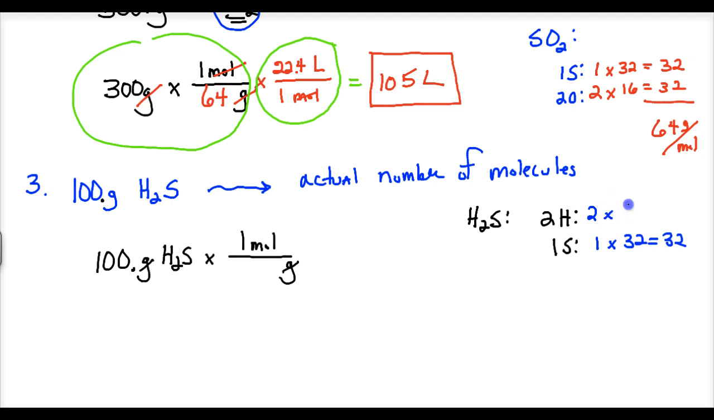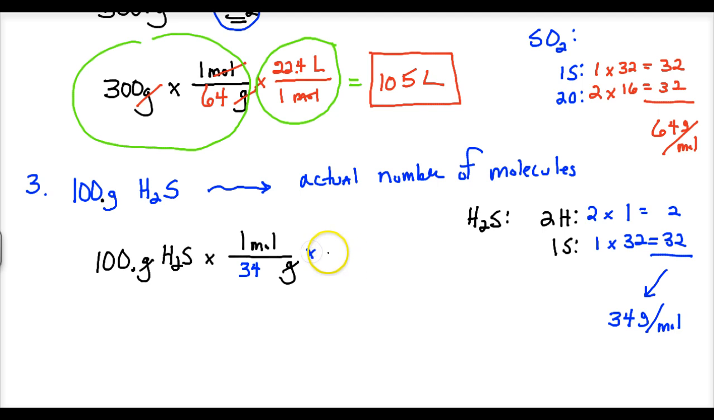Each H we just did is 1. We're rounding that number. It's 2. Add them together, and our formula mass is going to be 34 grams per mole. And that is what goes here. That's our converting factor. It's always going to be different because different molecules have different atoms, and different atoms have different masses. Okay?